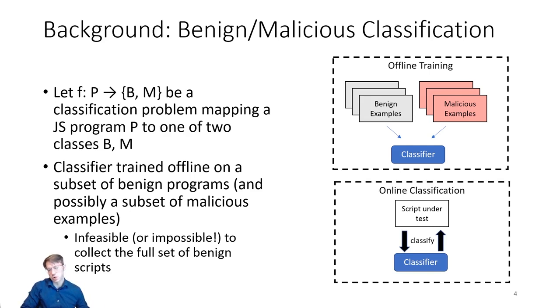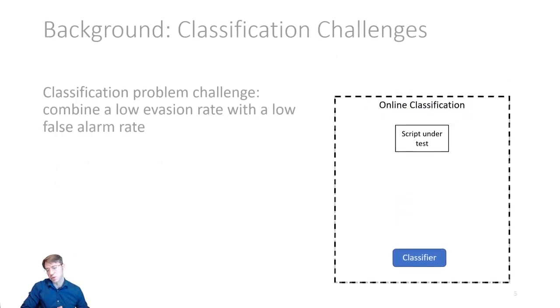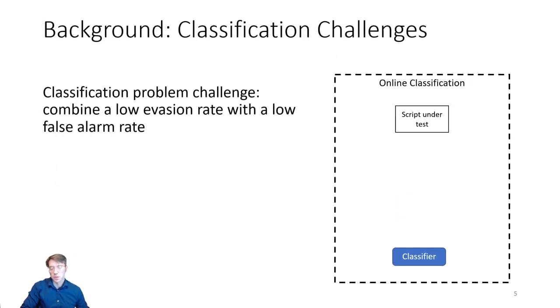Looking at the classifier in a little bit more detail, let's look at some of the challenges involved. The biggest challenge in the classification problem is maintaining a low false evasion rate. That is to say, it should be rare for a malicious script to be marked as benign while also maintaining a low false alarm rate. That is to say, it should be rare that a benign script is marked as malicious.